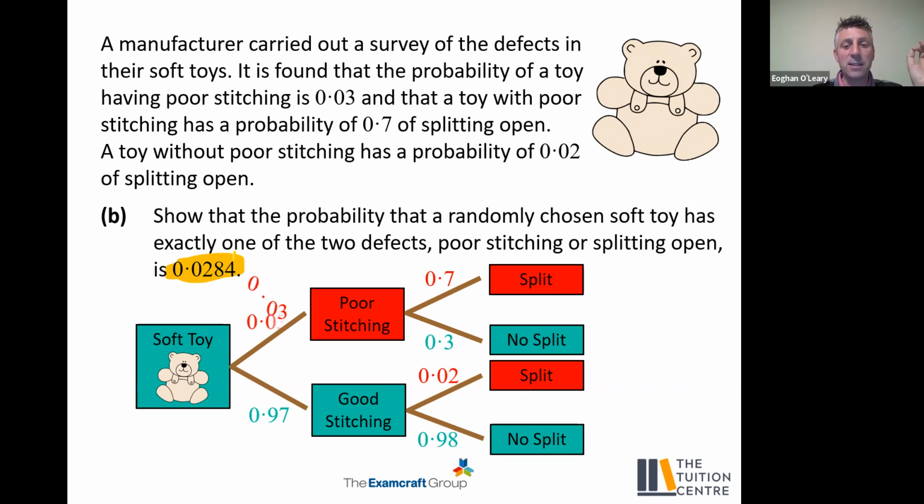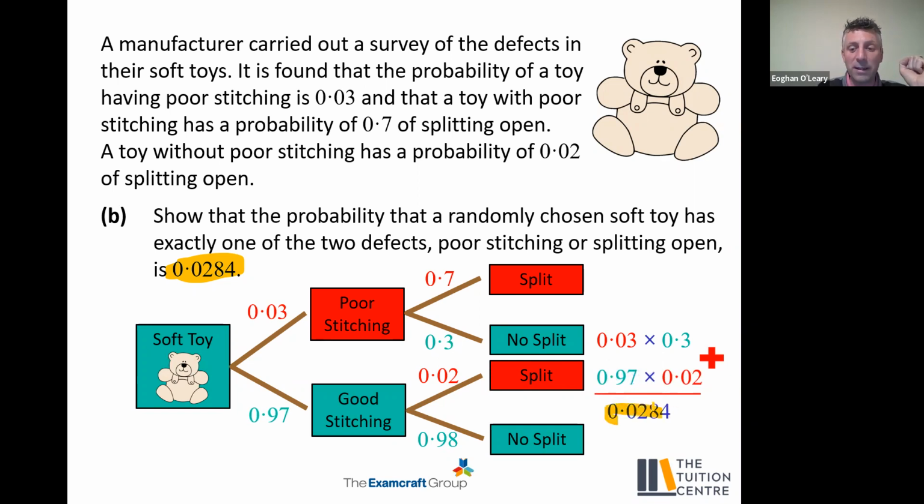So poor stitching and not split open, that'd be 0.03 times 0.3, which is 0.009. And then good stitching, but it does split open, because that'd be the fault. That'd be 0.97 times 0.02. When you put it all into the calculator, multiply them together and add your 2 answers, you're going to get the required answer of 0.0284. So that was only worth 5 marks, which seems a little bit harder work than the first part, but the first part is the key.